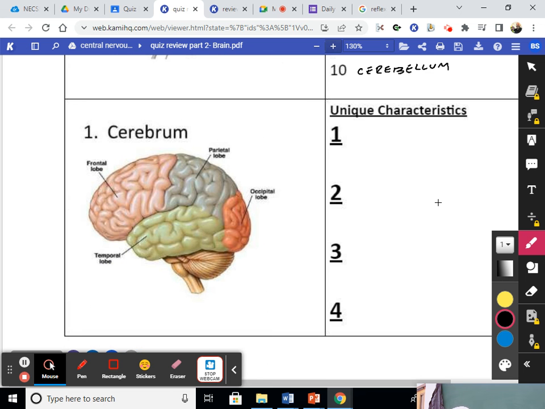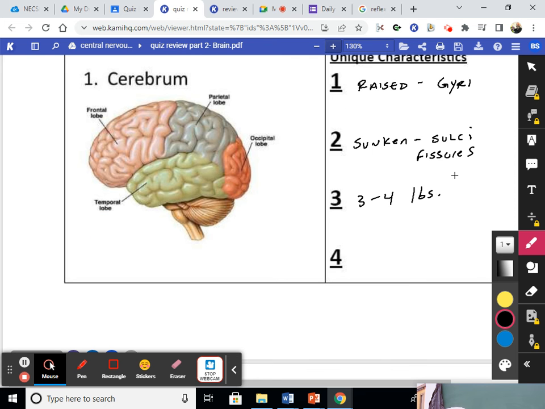Unique characteristics, I don't know. There's a slide about this. We have raised areas. They're called gyri. We have sunken areas. They're called sulci. Sometimes, if they're really deep, they're called fissures. About 3 to 4 pounds, average human brain. What's one more characteristic? What else can we say? I can't even think of one.